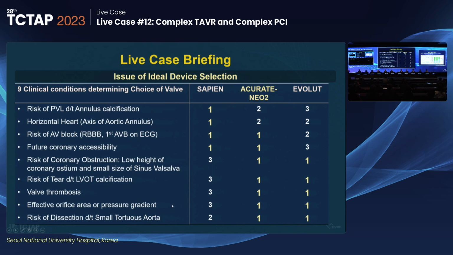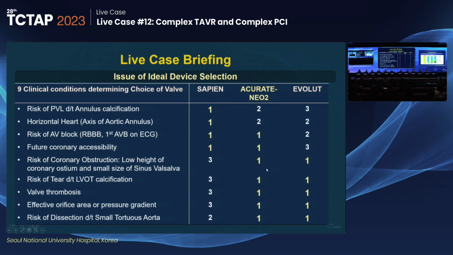As you can see, Accurate Neo has the widest range of clinical conditions favoring itself because it has some features of Sapien as well as similar features to Evolut. It is self-expandable, thus similar to Evolut. But it has a little softer expansile force, leading to less chance of AV block, and it has a wide frame, thus it provides coronary accessibility.